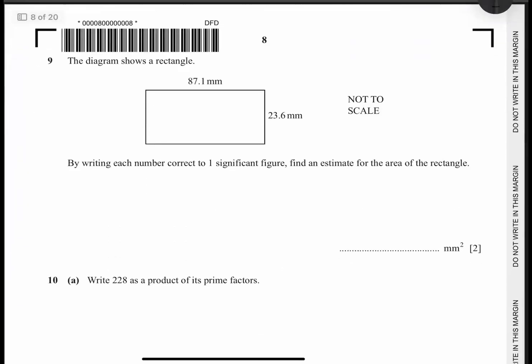Next, we need to round off each number to one significant figure, and then we need to find an estimate for the area. Notice that it says estimate. So 87.1 to one significant figure would be 90. Zero doesn't count as a significant figure unless you want it to. So 23.6 to one significant figure would be 20. So 90 times 20, 9 times 2 is 18, and then two zeros.